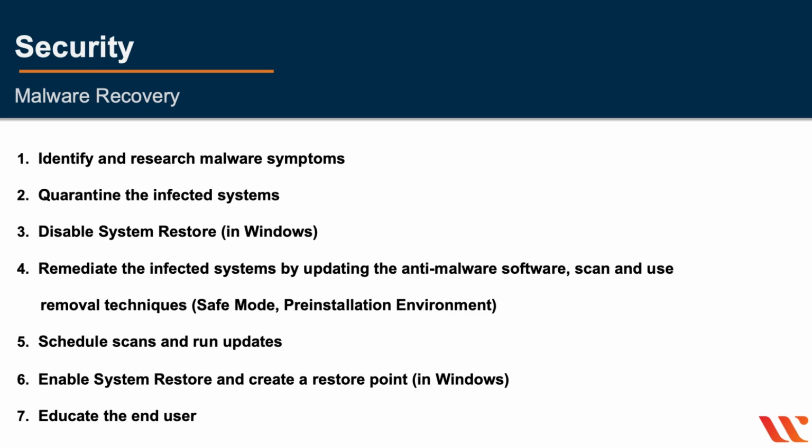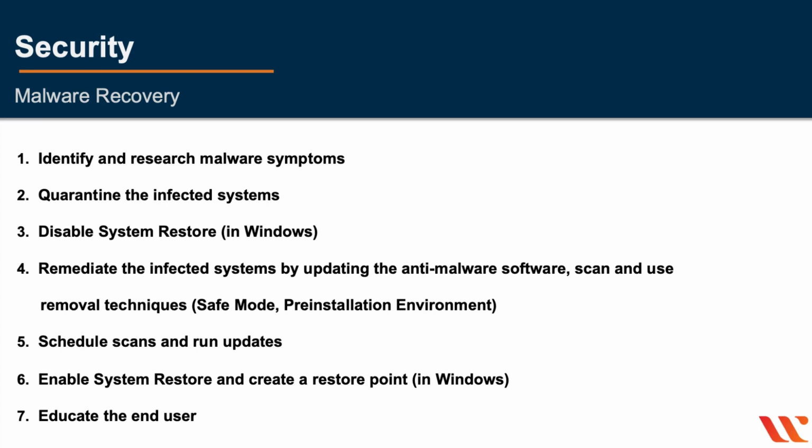So if you do find malware and you want to recover the system from that, these are the steps that are recommended by CompTIA A+ themselves. These are the 7 steps that you may want to learn or memorize for the exam as well. The first step is to identify and research the malware symptoms. Then you can quarantine the infected systems. Within Malwarebytes or Windows Defender, there is a quarantine function that will quarantine the files and folders that were initially infected. Sometimes you may need to keep the files and folders and investigate further.